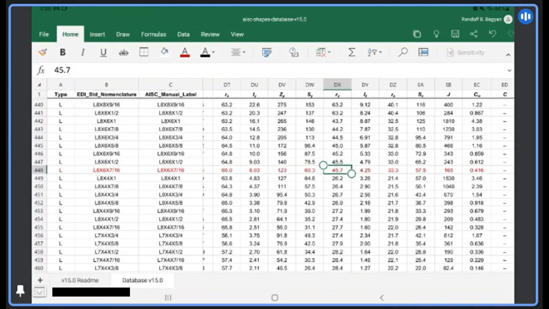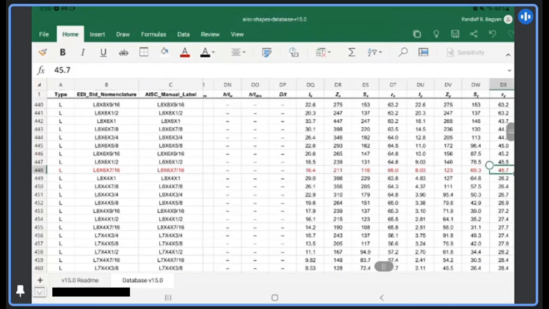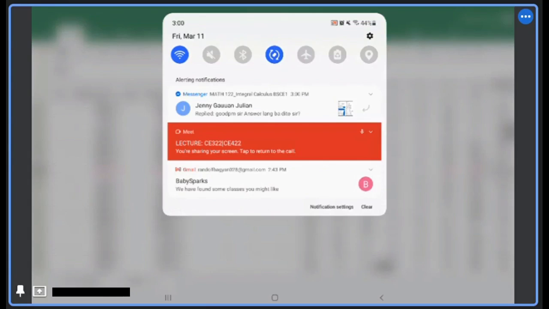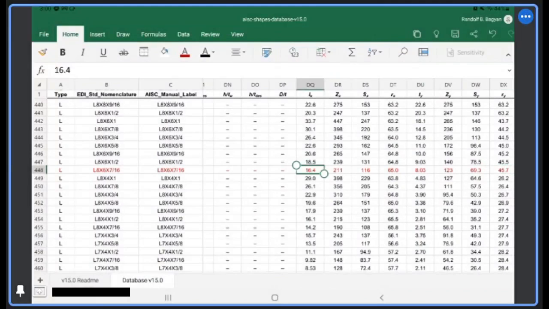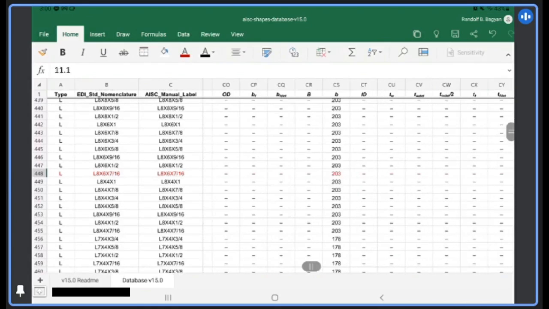Answer lang ba dito, sir? Ngayon. Mamaya ako sasagutin. Quiz solution. Okay. May quiz kayo next week. Very, very long quiz. Joke lang. May take home pala.